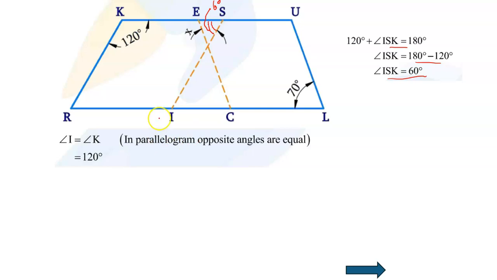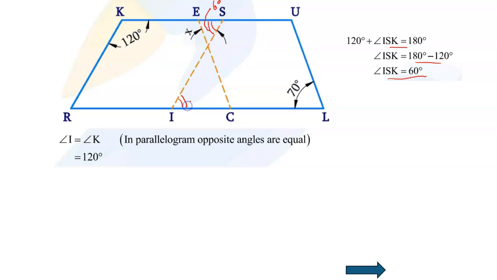This X is a different one. They are asking for X, which is different. So don't get confused with that. This will be your 60 degrees. That is what you want. Now let's start with the next part, I is K. Now this angle I is equal to angle K. Why? What is the reason here? I is equal to K. In a parallelogram, opposite angles are equal.